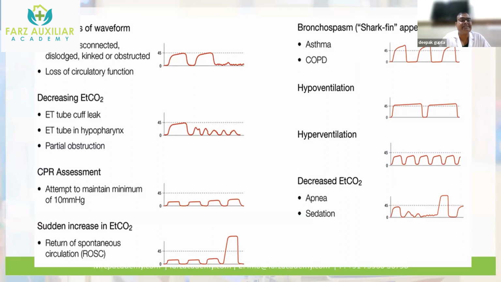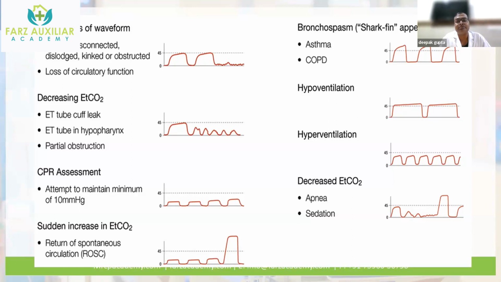First one, there is a sudden loss of waveform. It can occur in ET tube disconnections, dislodgements, loss of circulatory function. Decreased EtCO2 may be due to a cuff leak, ET tube in the hypopharynx or partial obstruction. In CPR, assessment is to maintain a minimum of 10 mmHg. And a sudden rise during CPR means ROSC is achieved.